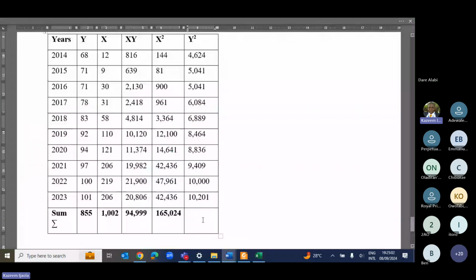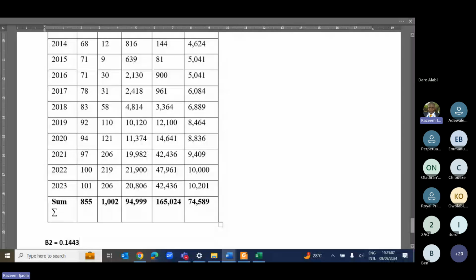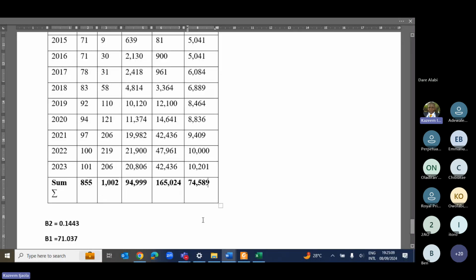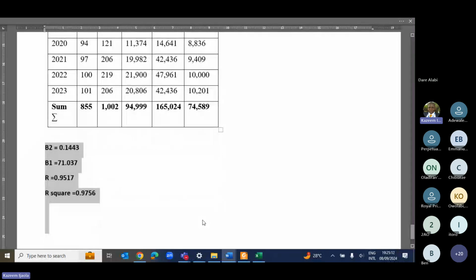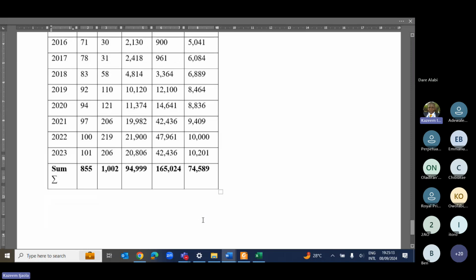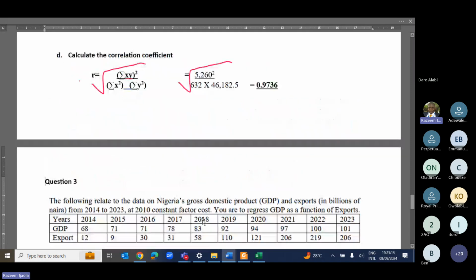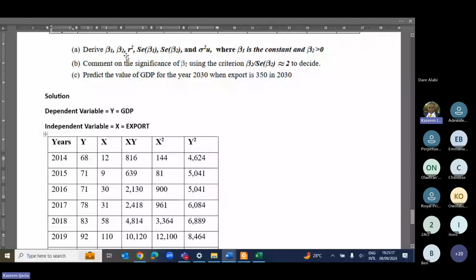So what does the man want us to do now? Let's check. This is the table. The man said derive beta 1, beta 2, r square. At least let me do the one I know. You guys will tell me the formula for the remainder. I know beta 1, beta 2, r square. So let's do beta 2 first. Beta 2 is what? This is beta 2.